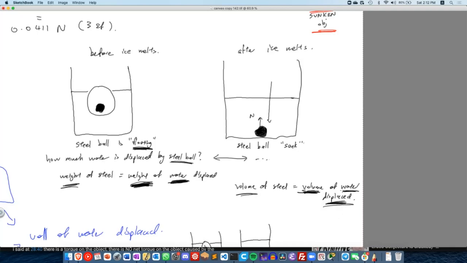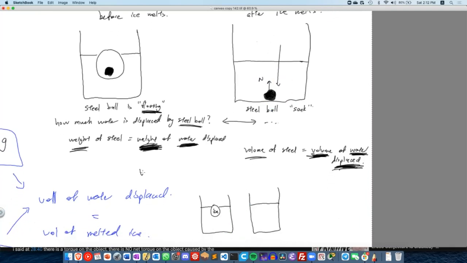Because less volume of water is displaced, right? Because if it displaces its weight, then a lot of water is displaced, whereas if the steel ball displaces its volume, then less water is displaced, because steel is denser than water. So to make that more formal, the weight of steel is equal to the volume of steel times the density of steel, which is greater than the volume of steel times the density of water, because the density of steel is higher than the density of water, right?